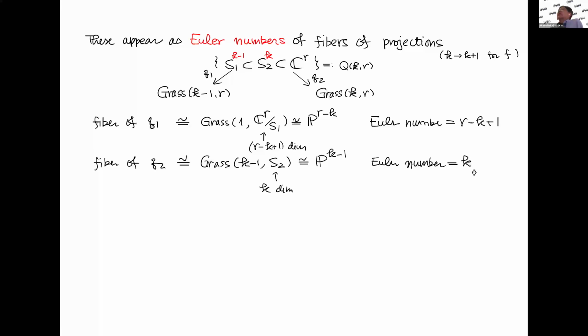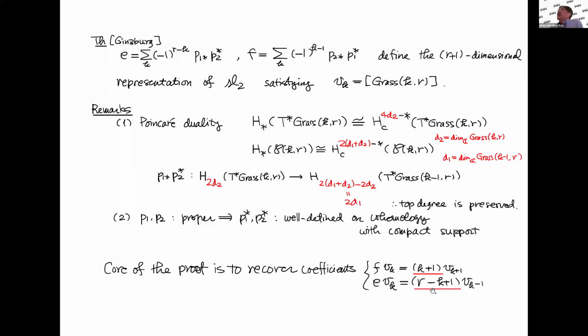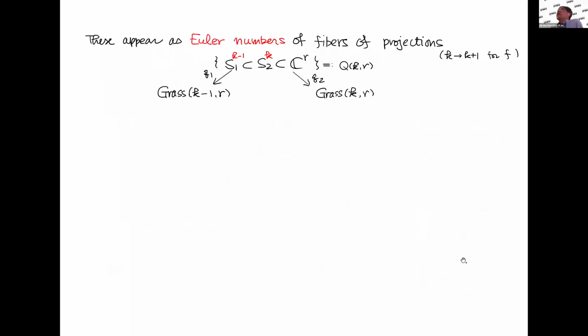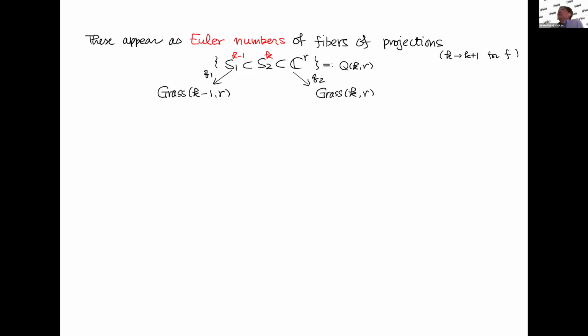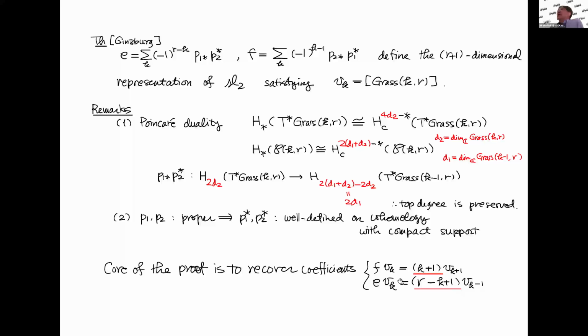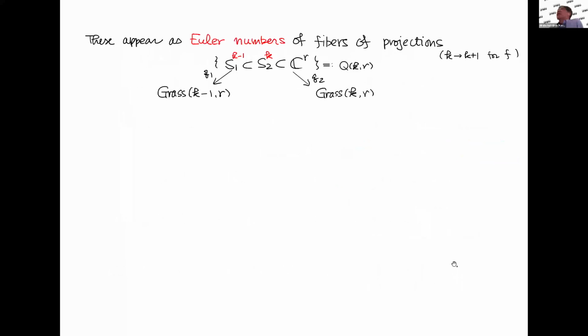So if you compare this with the previous coefficient, they are almost the same. This is r minus k plus 1, k plus 1. The only difference is that k plus 1 is replaced by k here. But this is natural, because in the previous coefficient I used k and k plus 1, so I must replace k by k minus 1 in this equation. Then k plus 1 is replaced by k. So I get k and r minus k plus 1, which are the Euler numbers of the fibers of Q1 and Q2. So this is a relation between geometry and representation theory.